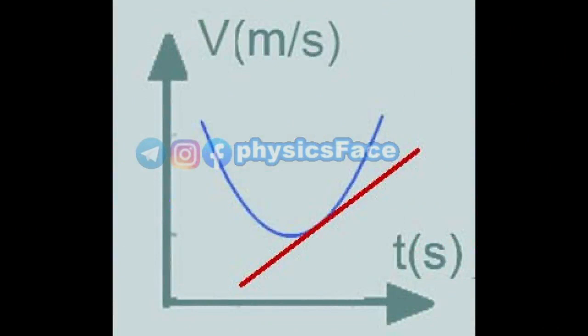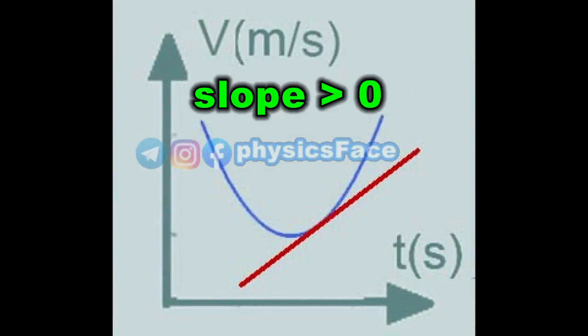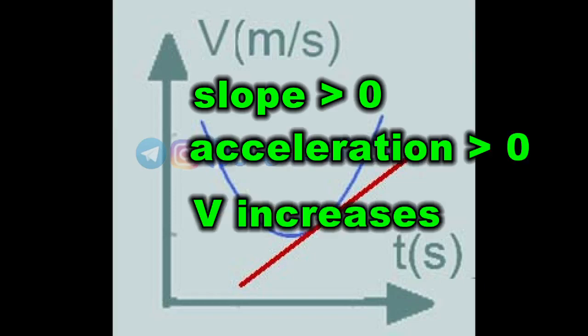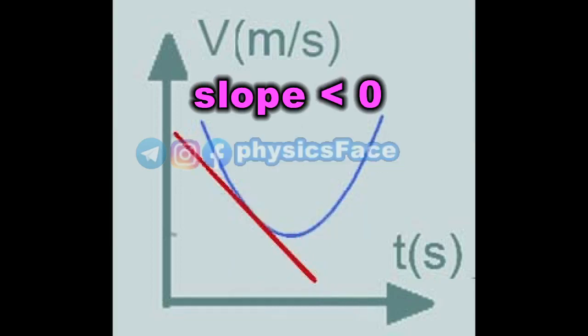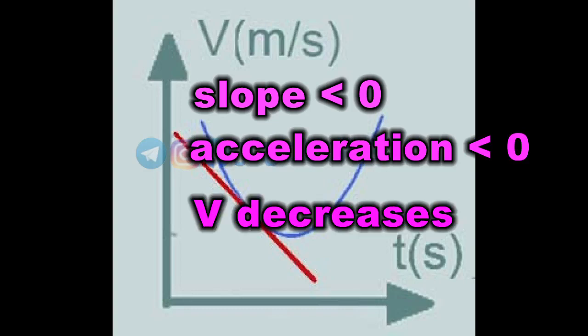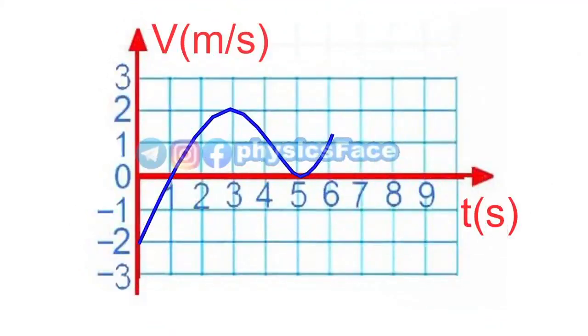Generally, in the velocity time graph, if the slope of the tangent line is positive, the acceleration of the object is also positive, and the velocity of the object increases. If the slope of the tangent line is negative, the acceleration of the object is also negative, and the velocity of the object decreases. In the previous example, the velocity was reduced or increased, but it did not change sign. In the following example the direction of the object changes.